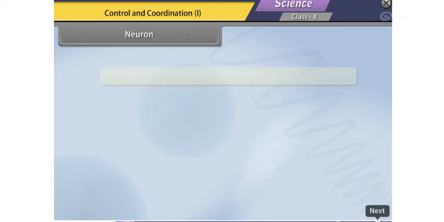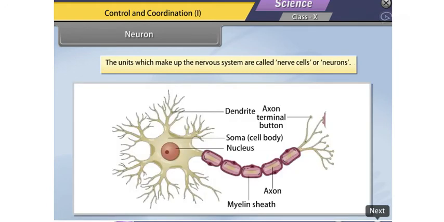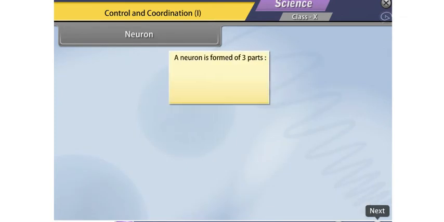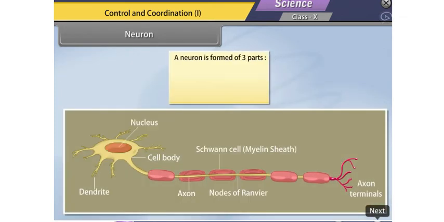Neuron. The units which make up the nervous system are called nerve cells or neurons. A neuron is a functional and structural unit of the nervous system. A neuron is a nerve cell with all its branches. It is the longest cell in the human body, about 100 centimeters long. A neuron is formed of 3 parts: cyton, dendrites, and axon.